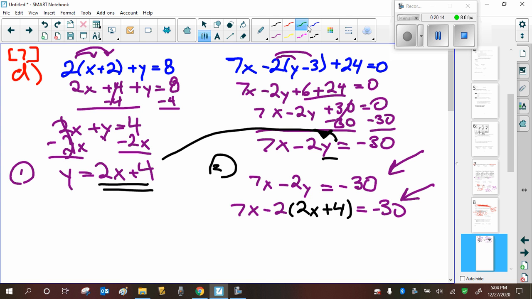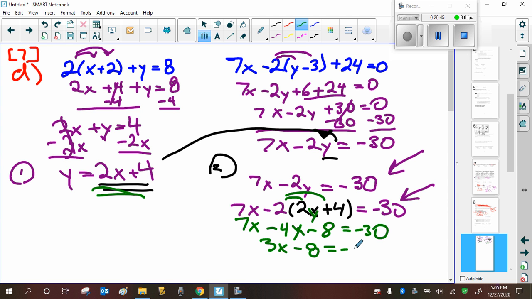Okay, once we do that, I'm going to distribute the negative 2, so 7x subtract 4y, sorry, look at what I did. No, that's an x. Subtract 4x, subtract 8 equals negative 30. That x is from this, of course. And then I collect like terms. 7x subtract 4x is 3x. And then you just kind of hope it works out nicely.